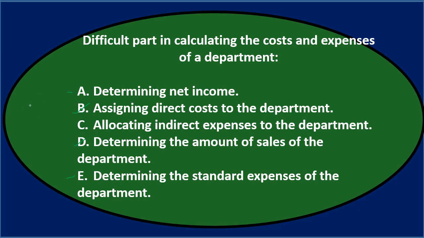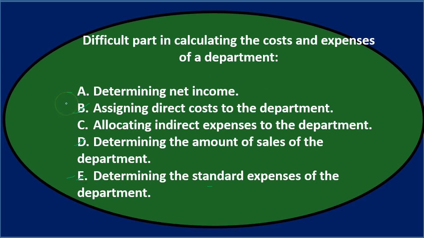Difficult part in calculating the costs and expenses of a department is either A, determining net income, C, allocating indirect expenses to the department, or E, determining the standard expenses of the department. Now, if you think about E, standard is something we often use in cost variance analysis or budgeting type numbers, standard costs. That would be comparing actual to the budget. So standards would be more like budgeted numbers, and we're not talking about budgeted numbers or standards. We're talking about the actual cost. So it's not really E.